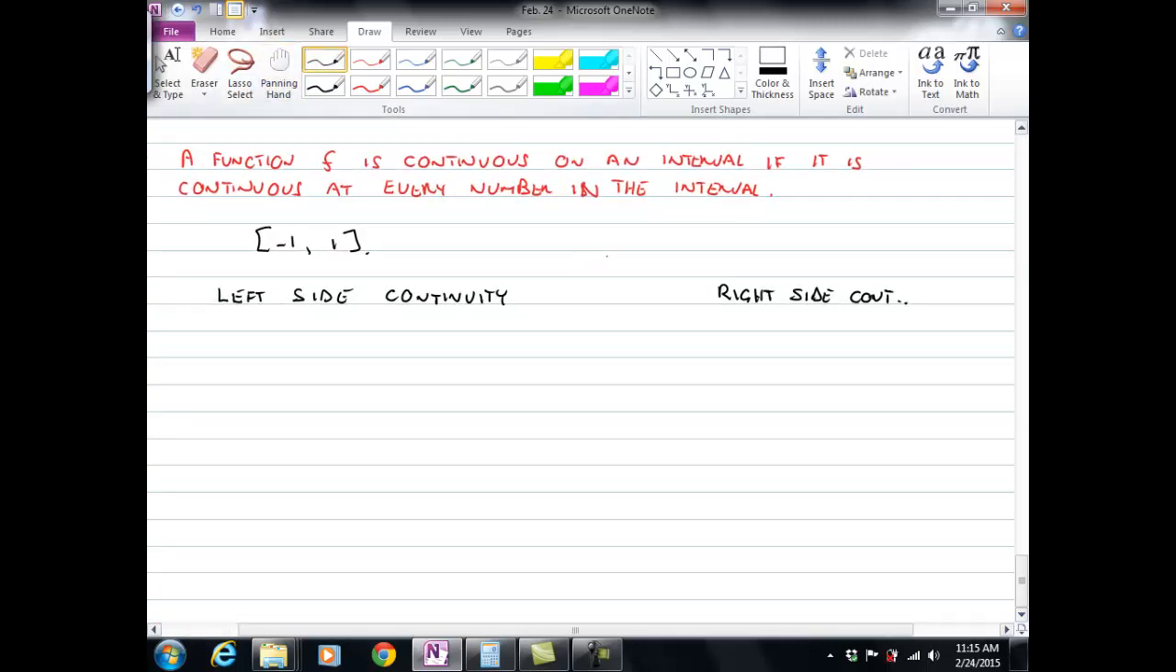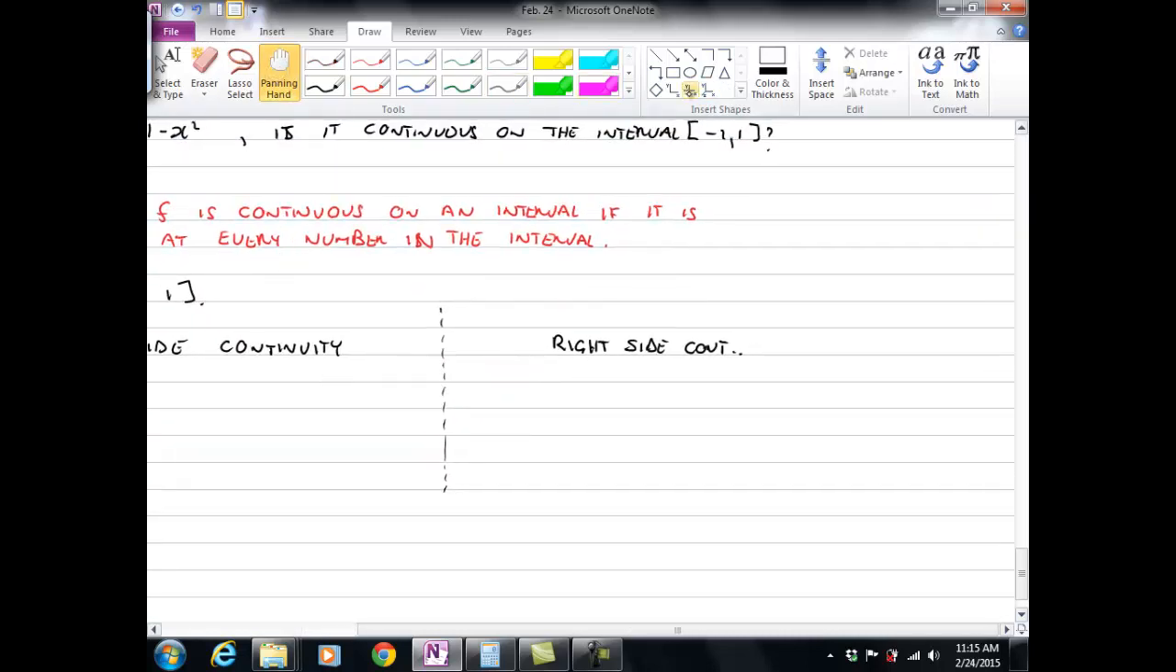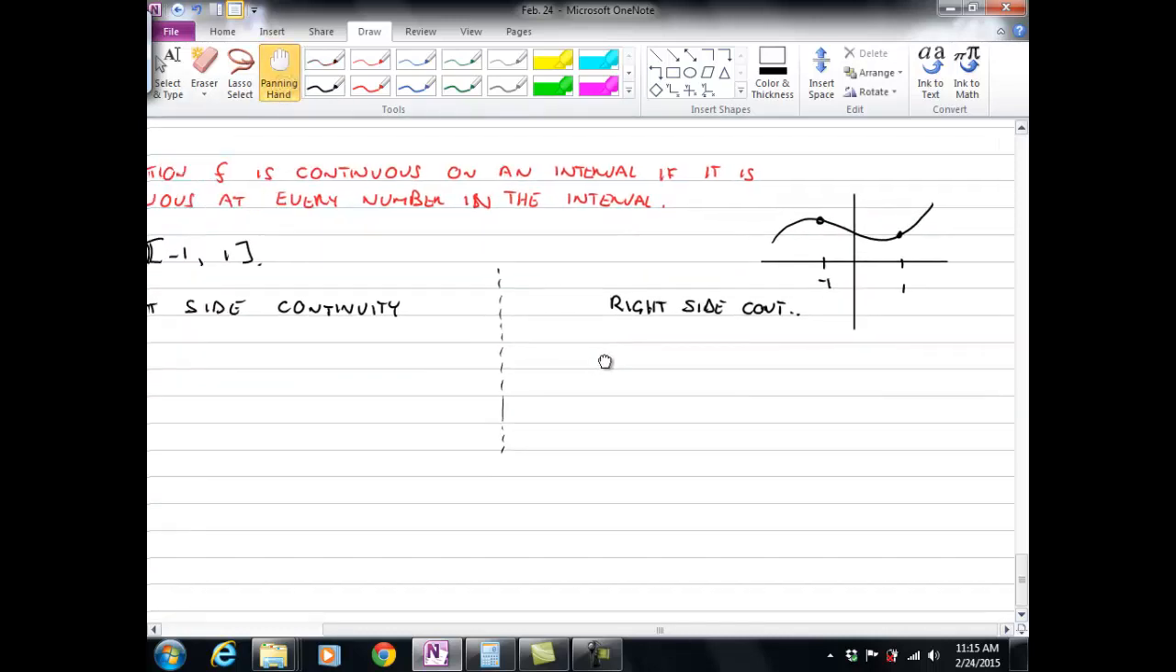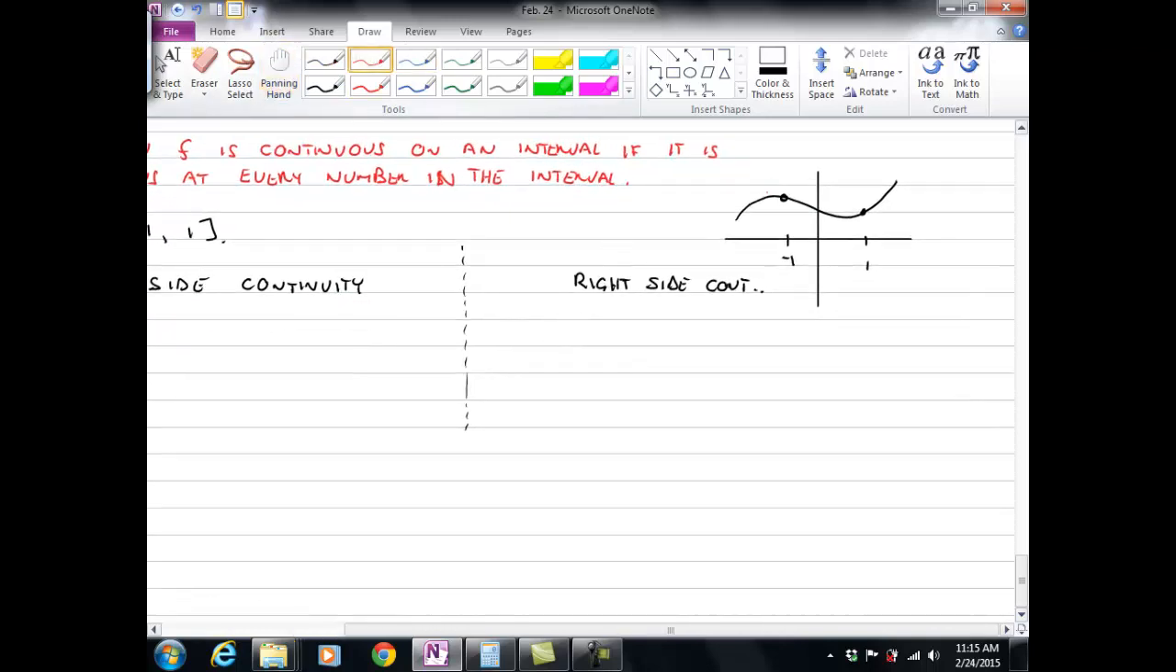So here's how we're going to do this. I'm going to break this down to left and right side, and here is the tricky part. I'm going to go lim. If I think of this, let's just draw any standard random graph right now, and put in -1, put in 1. This graph could look something like this. So I'm going to do the left side first. If I'm going to do the left side, that means I'm approaching this graph this way.